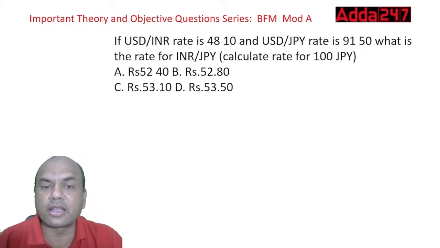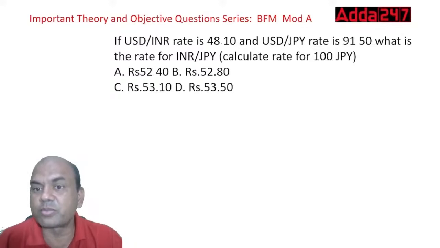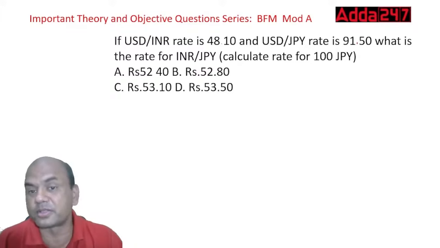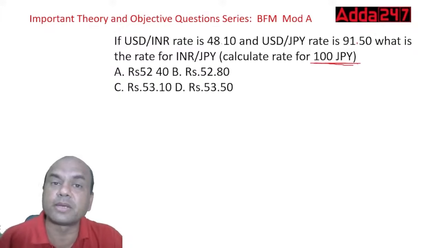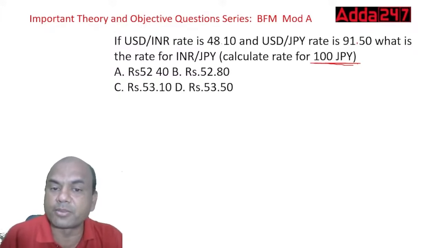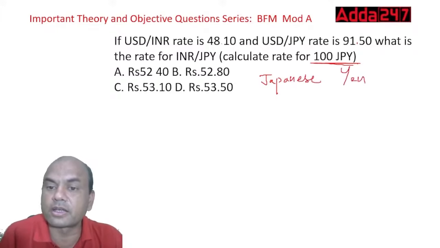If the USD INR rate is 48.10 and the USD JPY rate is 91.50, what is the rate of INR to JPY? This is not simple. Calculate the rate for 100 JPY. Remember, JPY means what? Japanese yen. I'll write it. JPY means Japanese yen. Okay, it is their currency.